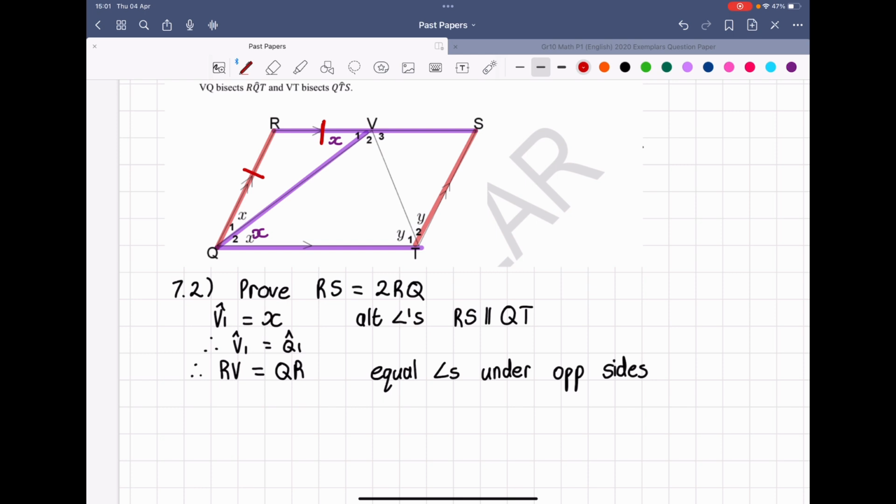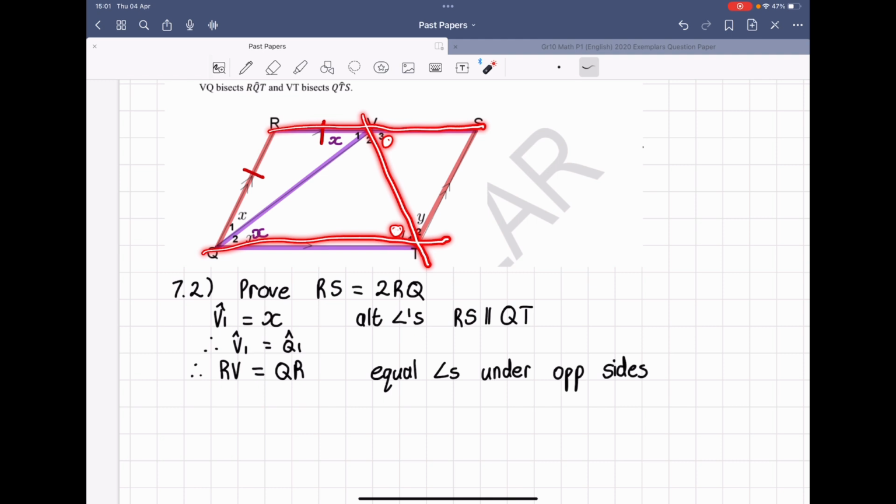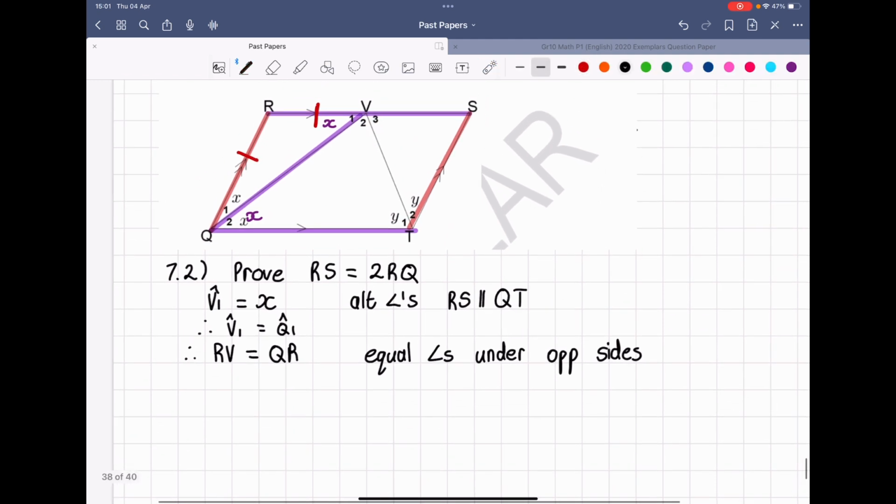Okay, then I can do the same thing on the other side. So I can say that angle V3 is equal to angle T1, again because of alternate angles, and this time I'm using the same parallel lines, but I'm using this line in between them. So this angle is going to be equal to this angle, which means that V3 is equal to y. That's T1. So I'm going to say that angle V3 is equal to angle T1 is equal to y. And that's because of alt angles, again RS parallel to QT.